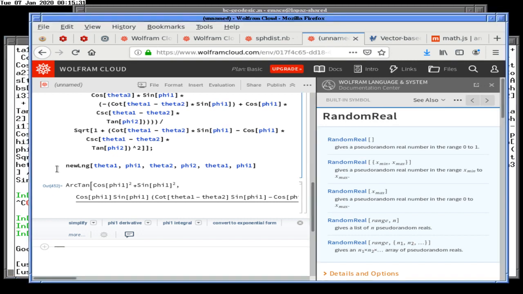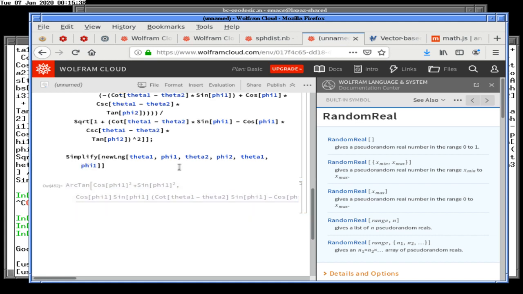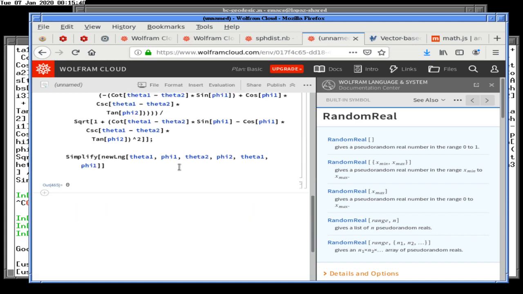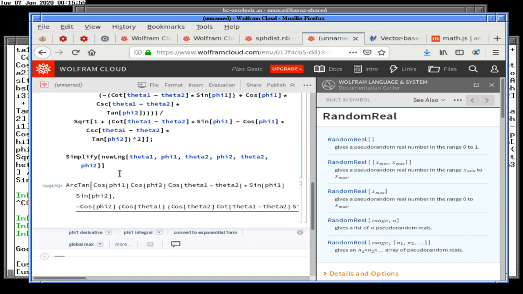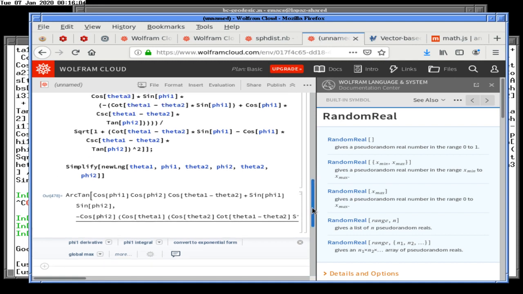Let's see if we can simplify that. Hey, it worked. And the new longitude of theta 2 phi 2 should also be, oh no, not 0. This will be the angle between the two. Yeah, let's pretend that's valid. That's good. I mean, it could be. I don't know.